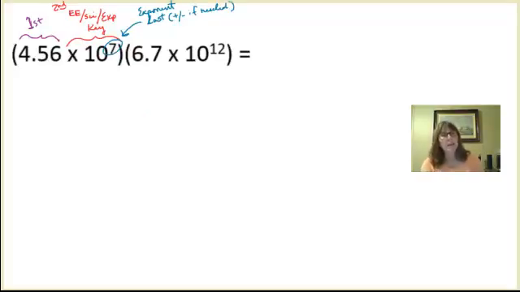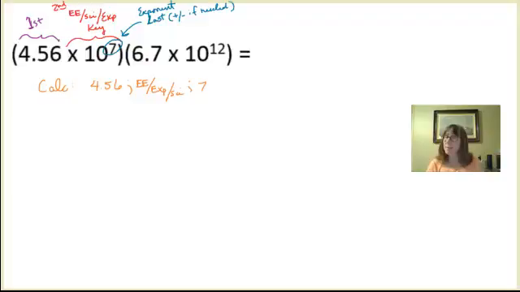So we're doing this as an example. Here in orange, I say what your keystrokes should be. So calculator, what do you need to put in? Well, you're going to put the coefficient of the first number, 4.56. You're going to hit your EE, EXP, or SCI key, and then you're going to hit the number 7. That's it. And then your calculator knows that it's a number packed up in scientific notation.